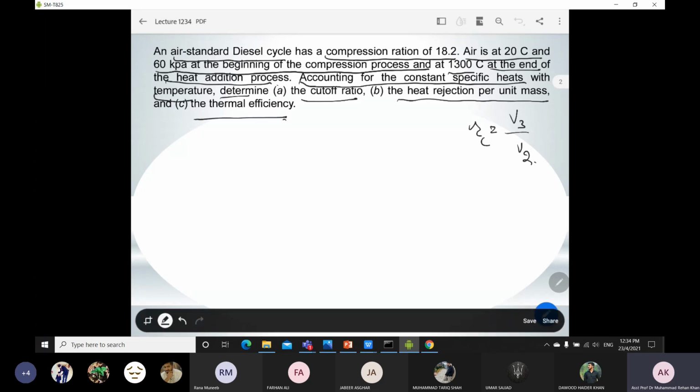So this is the question which we have to solve. We will see how to solve this type of question. You can note down the data from this question, then I will move towards the next one.